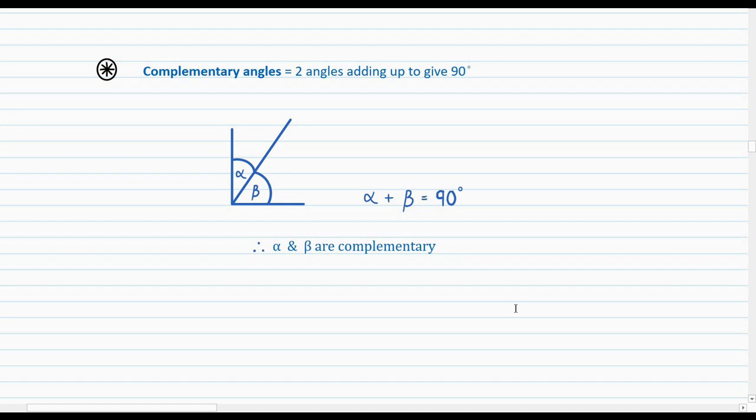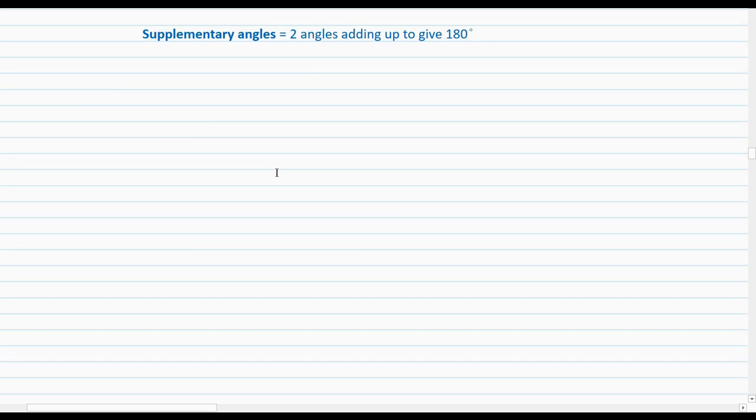Then the next is supplementary angles. This just refers to two angles that add up to give 180 degrees, such as the two angles alpha and beta, which form along a straight line, meaning their total would be 180 degrees. Therefore, alpha plus beta is equal to 180 degrees, and alpha and beta are supplementary angles.